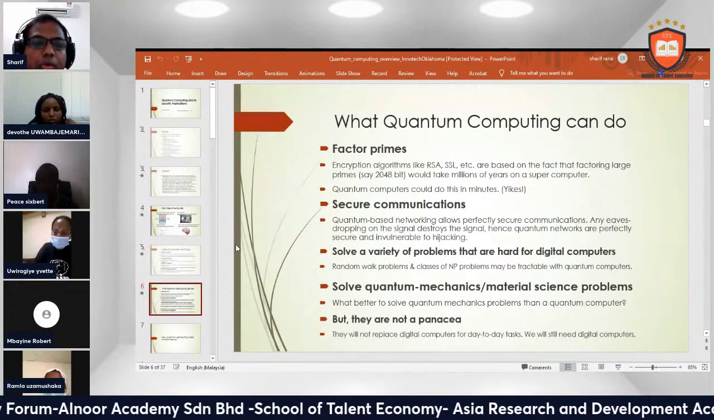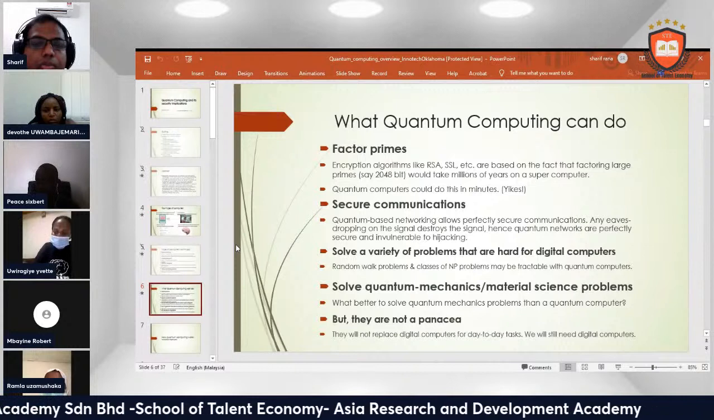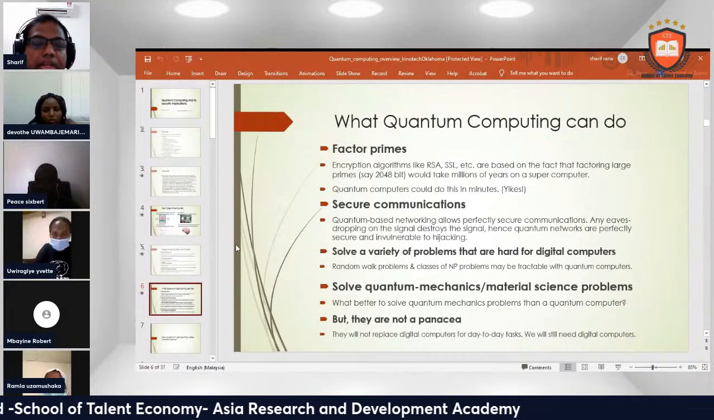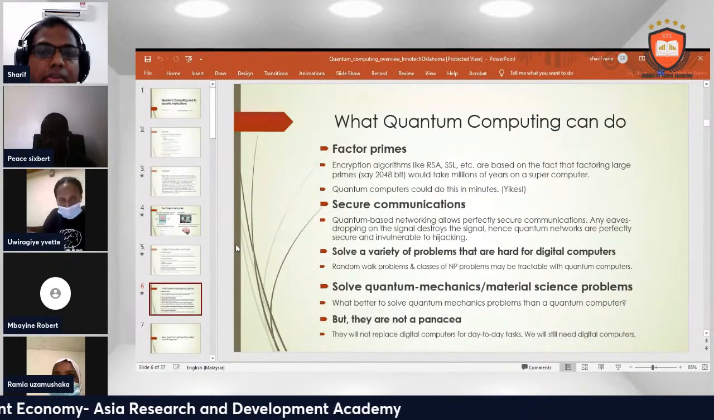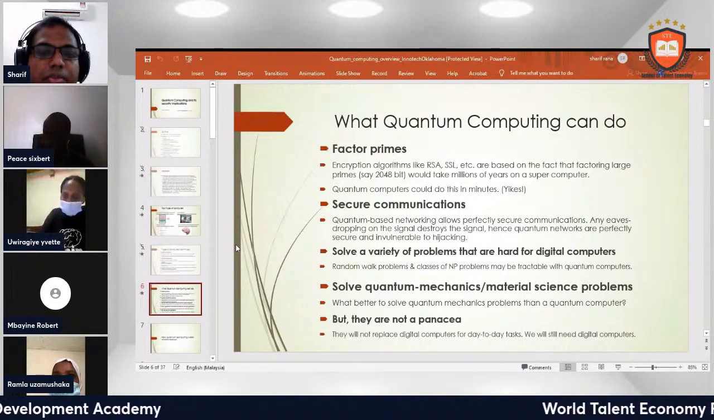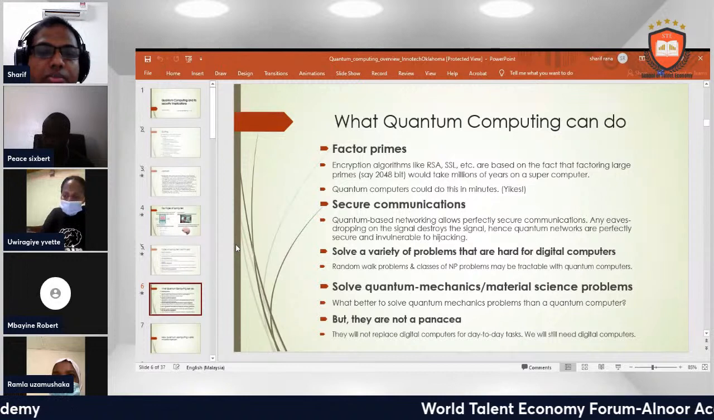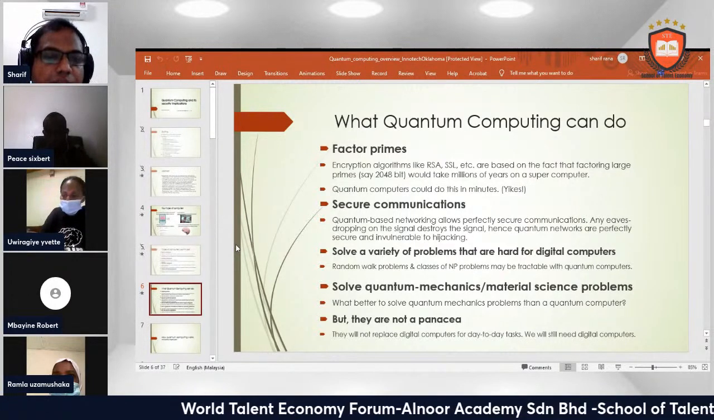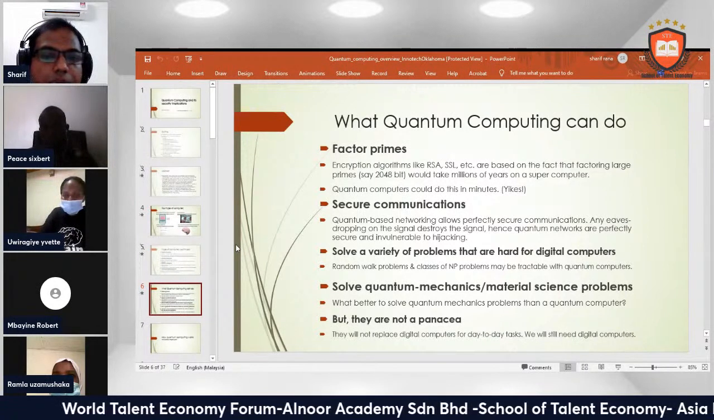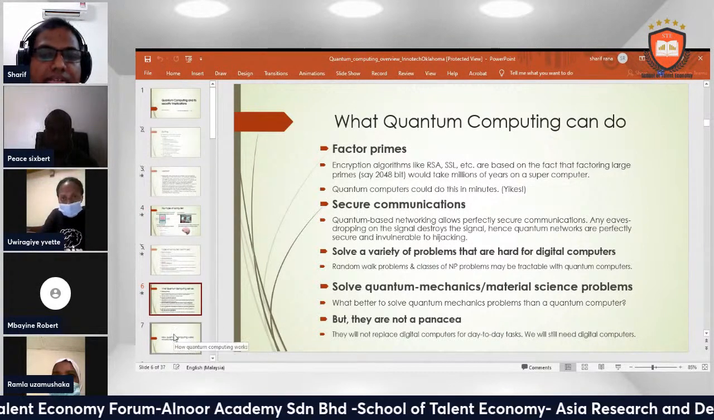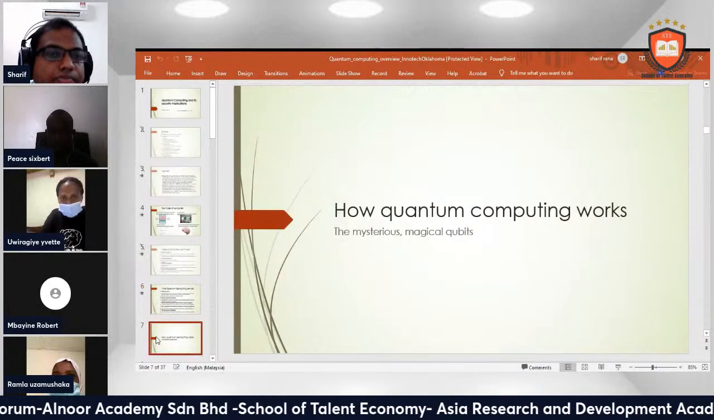Solve a variety of problems that are hard for digital computers. Random walk problems and classes of NP problems may be tractable with a quantum computer. Solve quantum mechanics and material science problems. What better way to solve quantum mechanics problems than a quantum computer? But they are not a panacea. They will not replace digital computers for day-to-day tasks. We will still need digital computers.